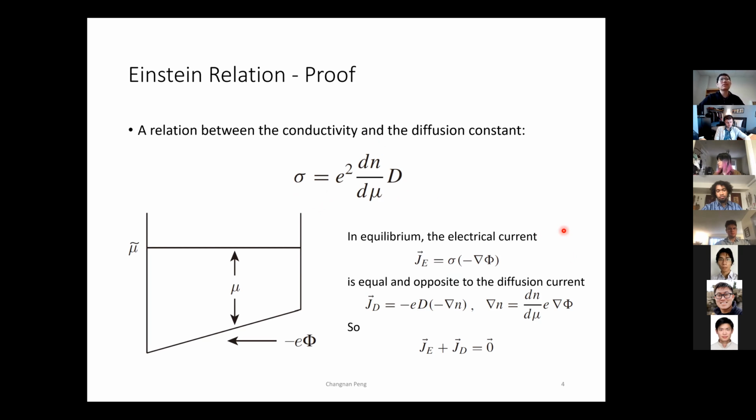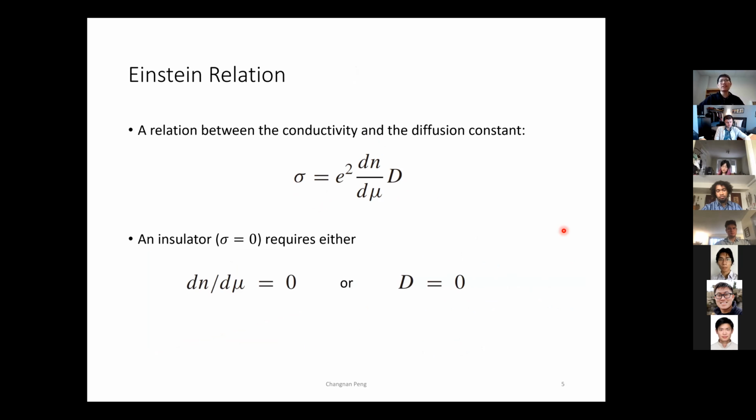So what we can see from this relation is that for an insulator, where sigma equals 0, either dn over d mu, the density of states, equals 0, or D equals 0, the diffusion constant equals 0. Or certainly there is a third possibility, that e equals 0, meaning nothing in the system carries charge, but in most condensed matter systems we are interested in, there are always electrons in it, so we ignore that third possibility.